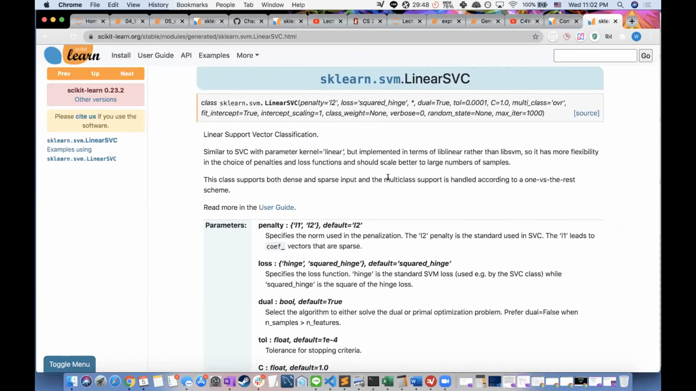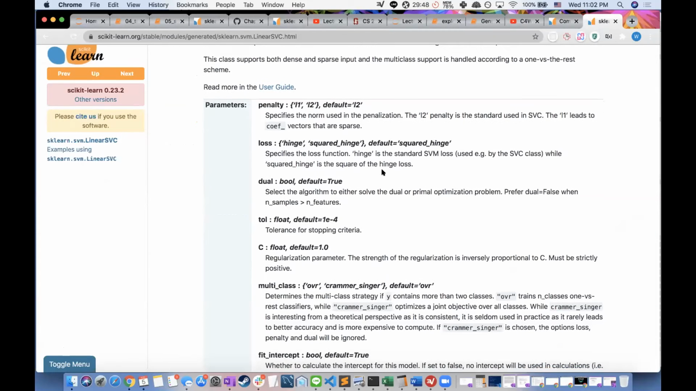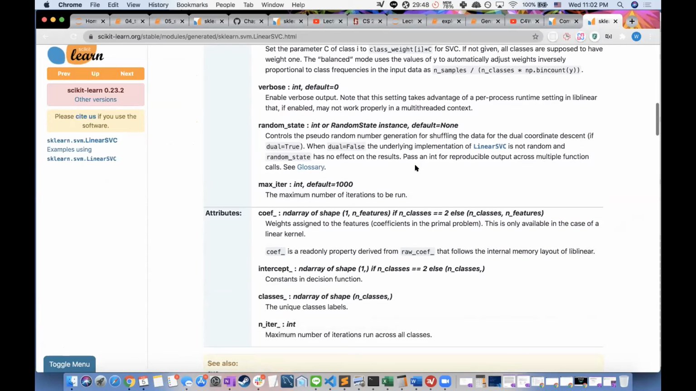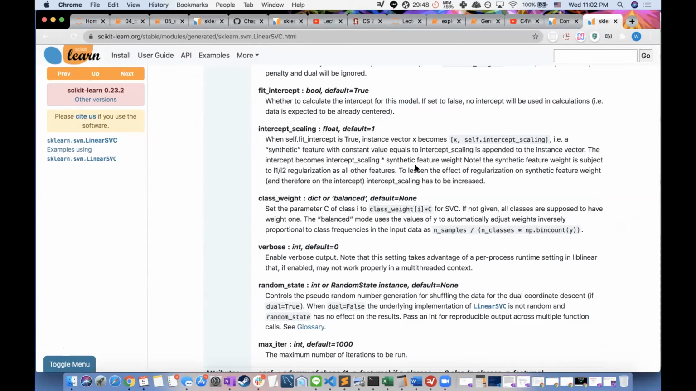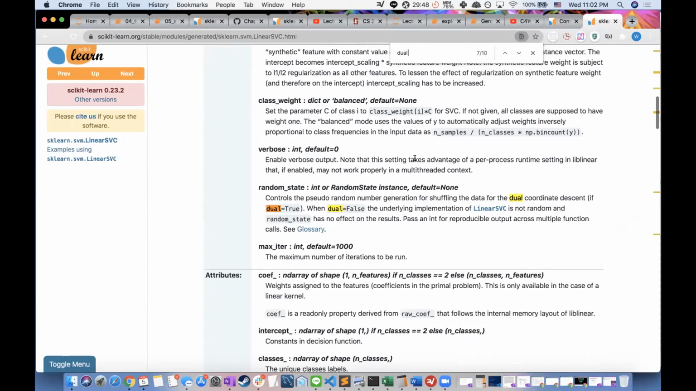But we can check on the API directly. So it actually says that dual equals false when n_samples is greater than n_features. Yeah, so in this case it automatically uses primal for this problem, right? I was just playing with it to see what happens if you say dual is false, and with dual equals false, if you then specify the loss as hinge, it doesn't work.